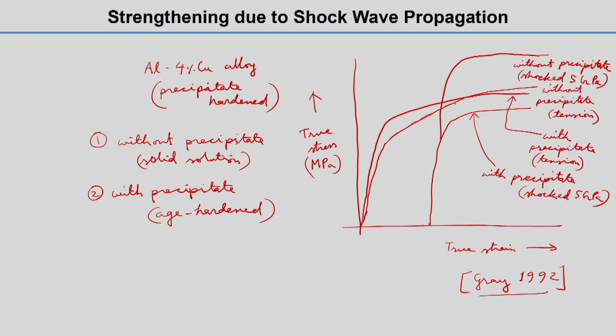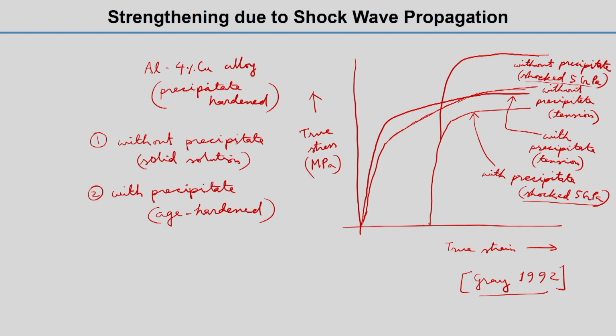So, what you can understand from this plot is that for the tensile test, even for the with precipitate and without precipitate cases, there is not much difference. It is the weak precipitate case, so we are not getting very high strength, but with some other materials you can get much higher strength with precipitate. But when we do shock loading at 5 gigapascal, you can see that without precipitate shows a much greater increase in strength. So why is that happening?